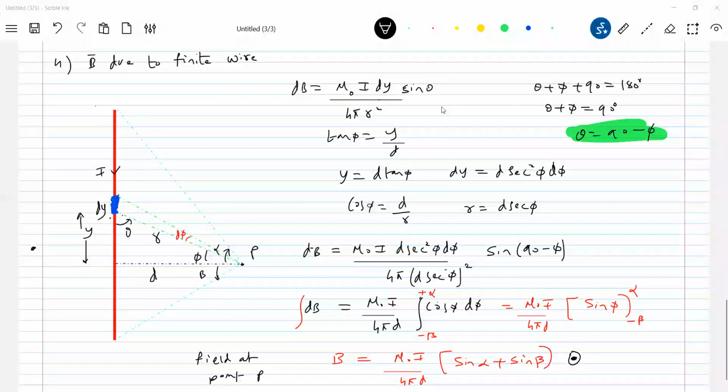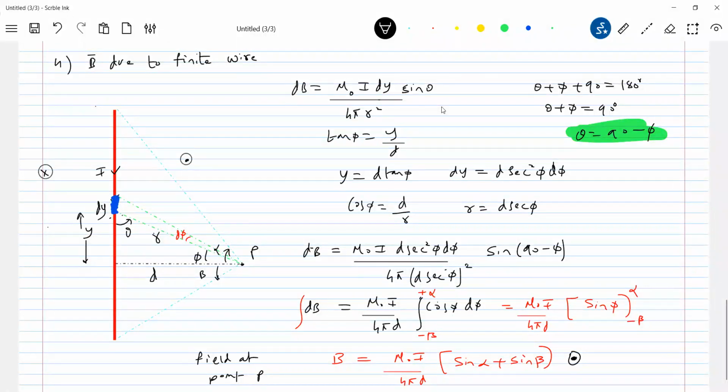Okay, just hold the wire in your hand and put the thumb in the direction of current. The fingers here will be into the plane. Here the fingers will be out of the plane. That's all, right hand thumb rule. The field here will be into the plane. The field here will be out of the plane.